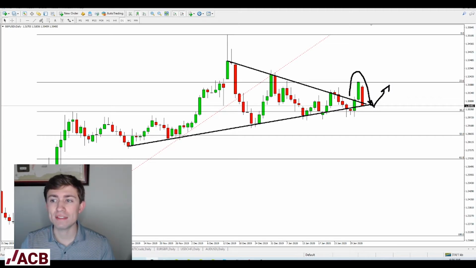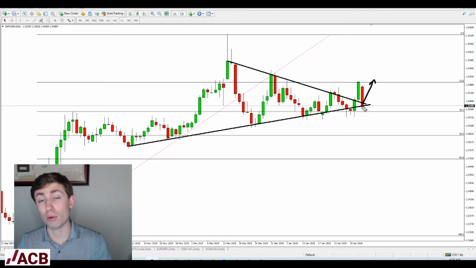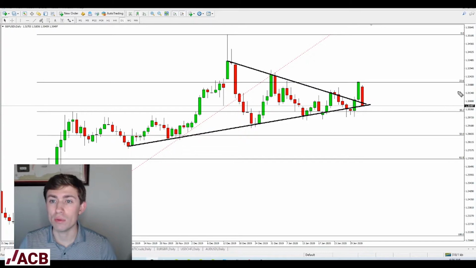My idea here though is that as we pull back to this trend line, we could be looking just to retest this zone to find bullish support or kind of a bounce off of this structure. We will see what we get there on GBPUSD.